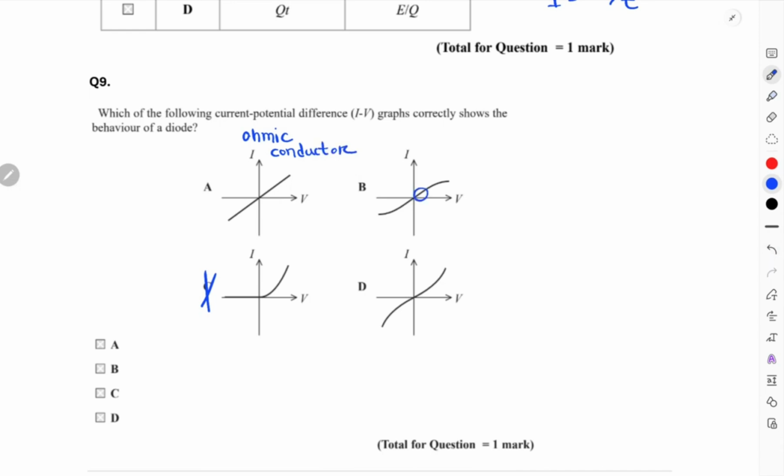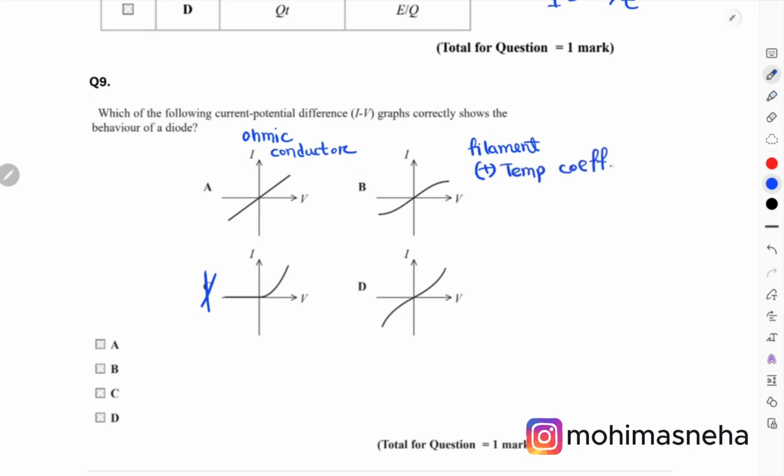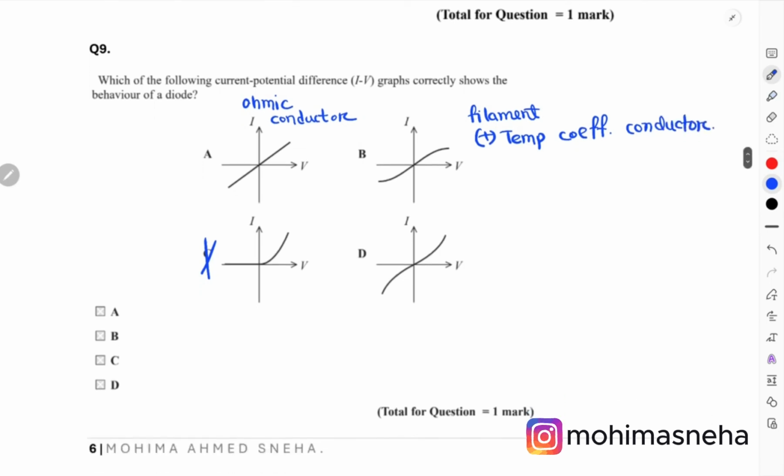This one, initially it's steeper, finally it's less steep. That means this is for a filament bulb or positive temperature coefficient conductors. So we can write filament or positive temperature coefficient conductor. And part D, initially it has less current, finally it has more current. This is for thermistors.